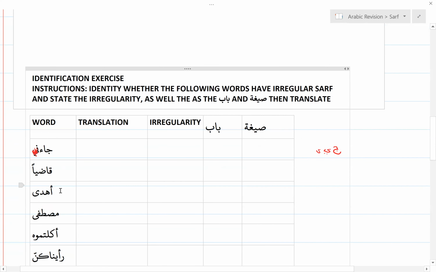Now, we come to another word here. Qadiyan. Okay, so we have to ask ourselves, what is this, first of all? Is it an ism or a fi'l? Because the way you deal with an ism is different, and the way you deal with a fi'l is different. What do you guys think? Yeah, it's an ism because it has tanween on it. Dead giveaway that this is an ism.